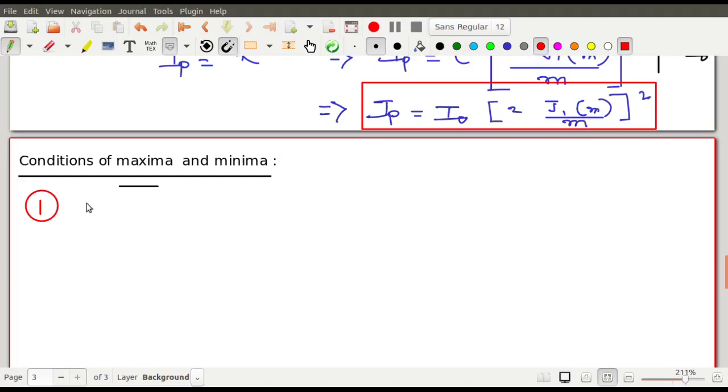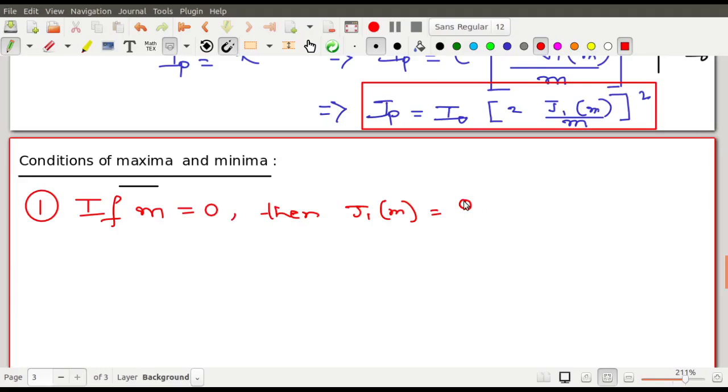The first one is, if m equals 0, then what happens? If m equals 0, then J1(m) is equal to 0. This is the property of the Bessel function which we don't know, but you have to take it for granted. You have to take it that J1(0) is 0.